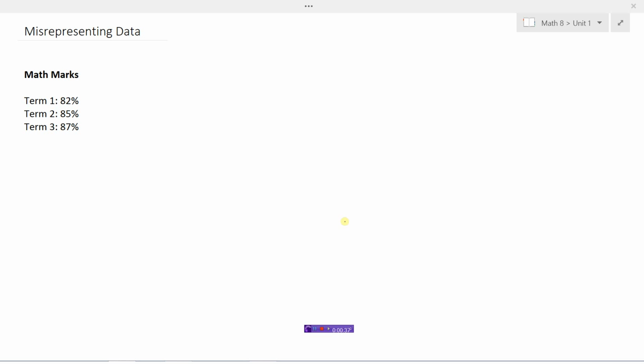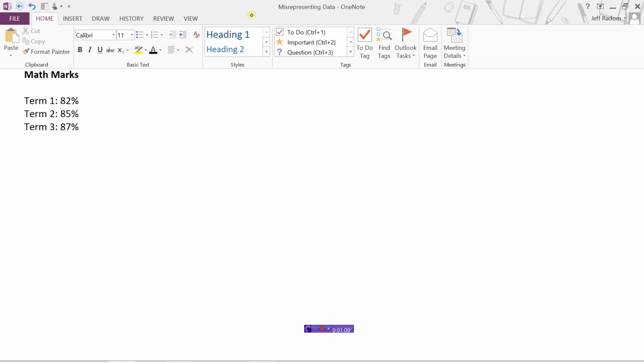So let's just see how we might misrepresent data with some math marks. Let's just say your math mark in term 1 was 82%, in term 2 it was 85%, and in term 3 it was 87%. So we can see by looking at the data that yes, the mark for this particular student has improved. It went from 82% in term 1 to 87% in term 3, but not really all that much. So let's do two graphs. We'll do one graph that shows this as it should be, without being misrepresented, and then I'll show you how we can use a graph to misrepresent some data.